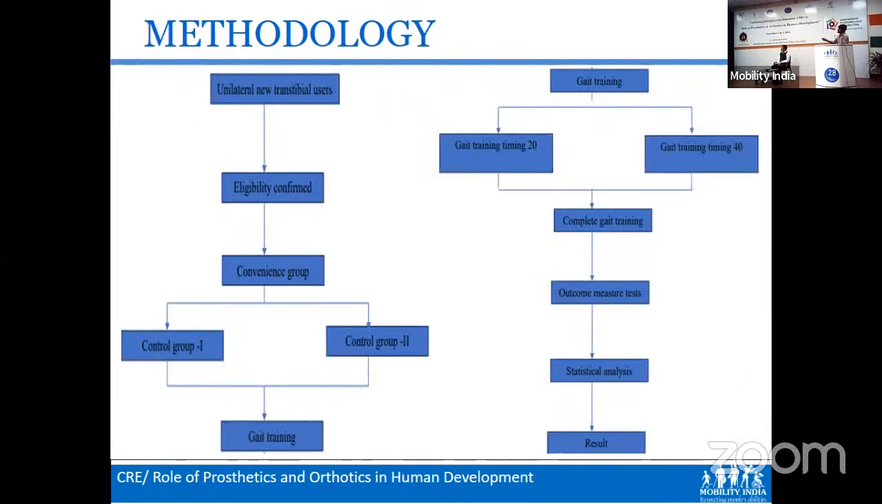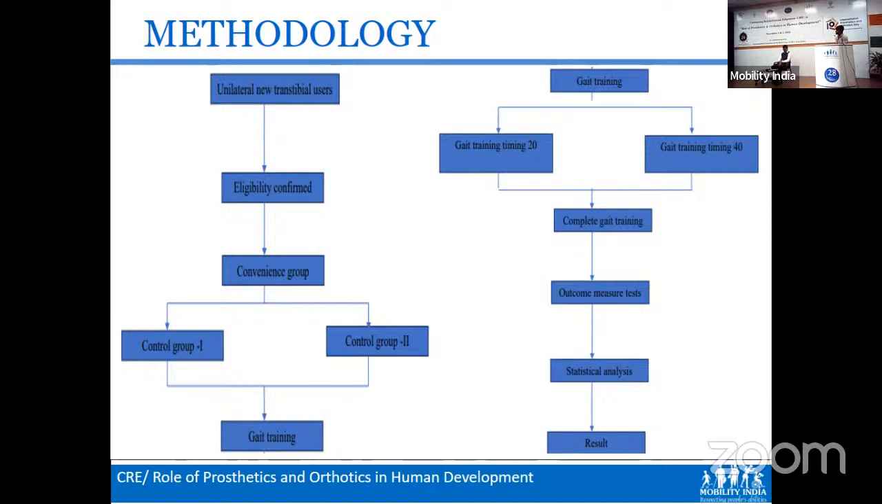The methodology. A unilateral new transtibial patient comes to us, and we confirm eligibility according to the inclusion and exclusion criteria. After that, the researcher splits them according to gender into group 1 and group 2. After splitting, the gait training is started. The gait training for group 1 is 20 minutes of active gait training, and for group 2, it is 40 minutes of active gait training.